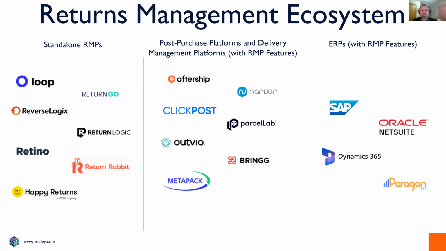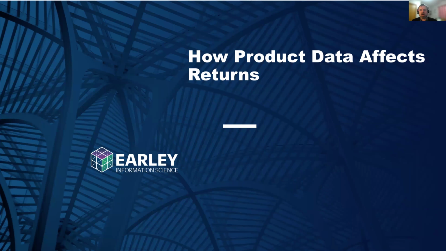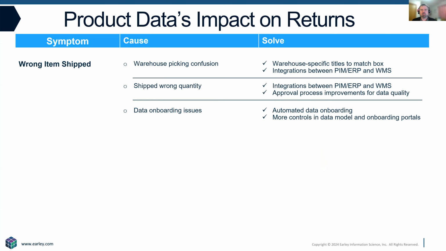Yeah. So what we want to do is we want to actually talk directly about how product data affects returns. And this is very important because we're going to go back to some of those reasons why customers return to be able to talk through this. So we talked earlier about wrong item shipped. This isn't the customer made a mistake.